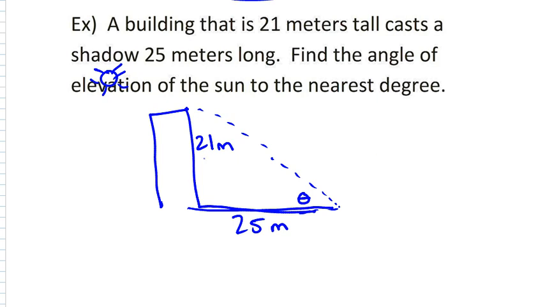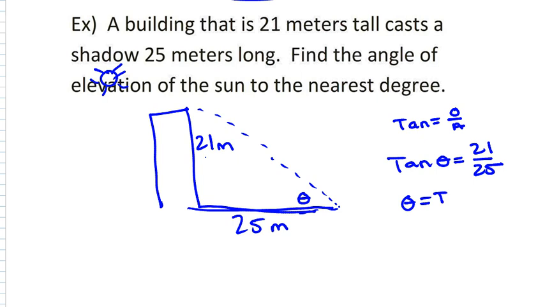So notice at theta, you have opposite and adjacent. So you're going to use tangent. And the opposite is 21, and the adjacent is 25. Because remember, tangent is equal to opposite over adjacent. Now you're trying to find the angle, so theta is going to equal the tangent inverse of 21 over 25.